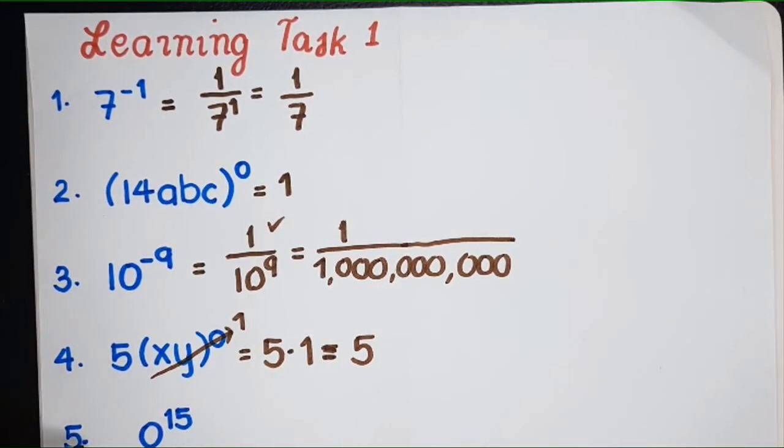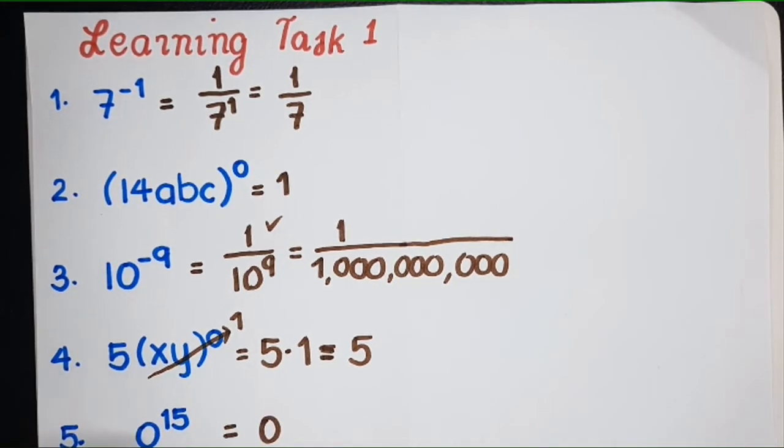Okay, number 5. What about 0 raised to 15? 0 raised to 15 is equal to 0 because that is equal to 0 times 0 times 0 and so on until you have 15 zeros. Okay? So the answer is clearly 0.